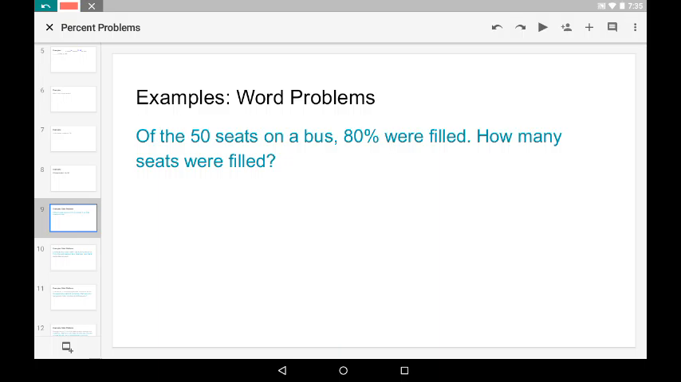Of the 50 seats on a bus, 80% were filled. How many seats were filled? So we're looking for a number out of some other number. As always, we're going to cross multiply. So I see 2 different numbers in my question here: 50 seats and 80%. I'm going to start with the 80%.